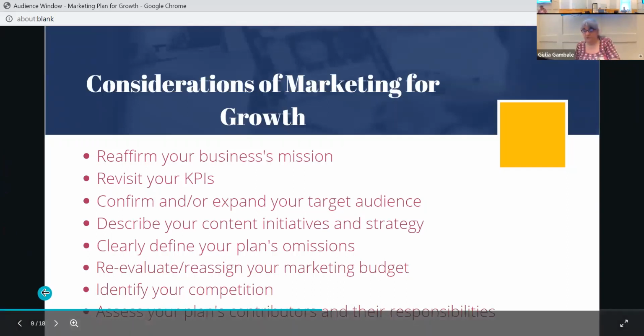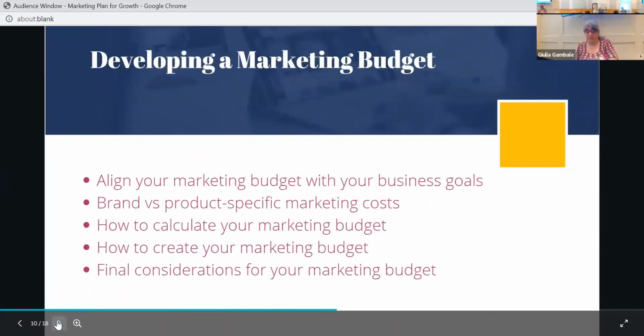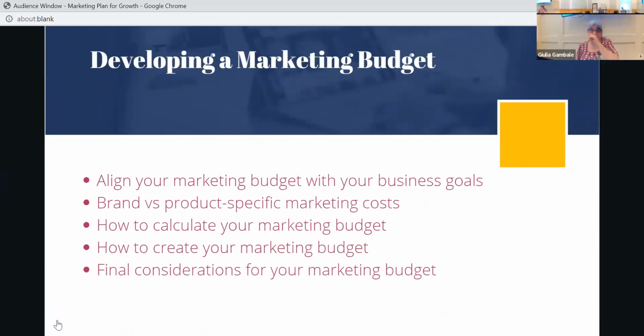I'm going to whip through this because I know we started at 12:15, and I know we have questions, but I want to get through the budgeting part, probably more specifically. Okay, developing a marketing budget. What are the things that we're thinking about when we're doing this?